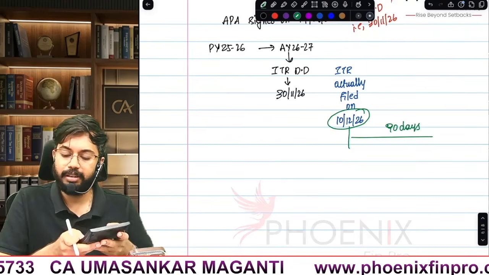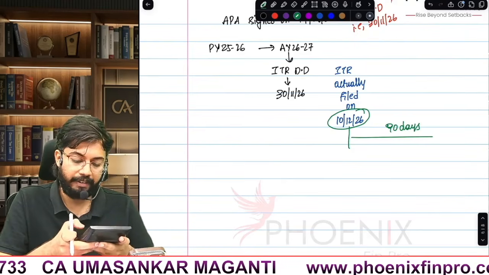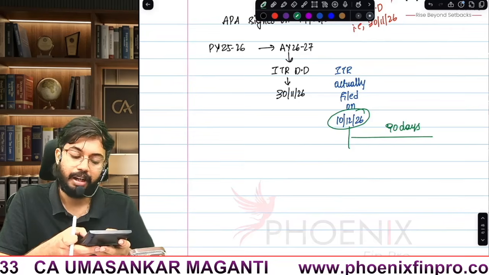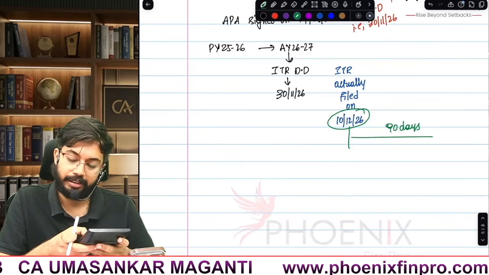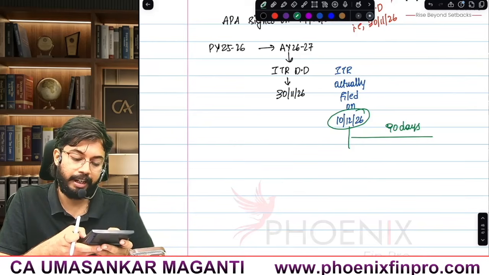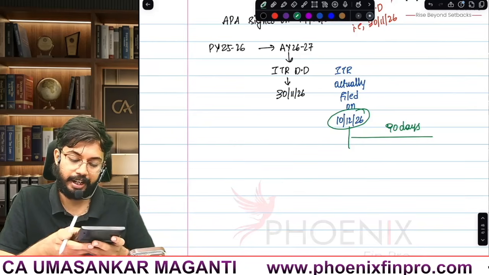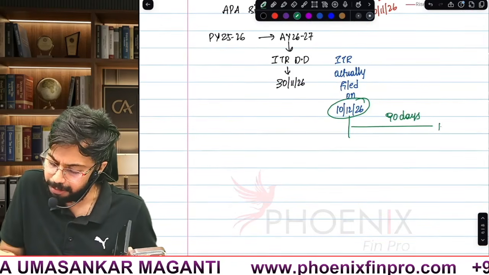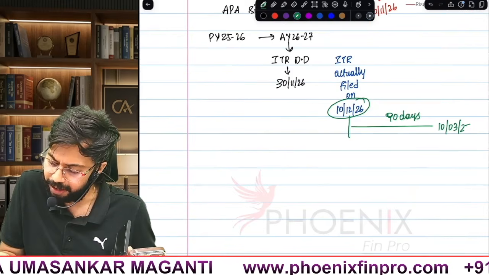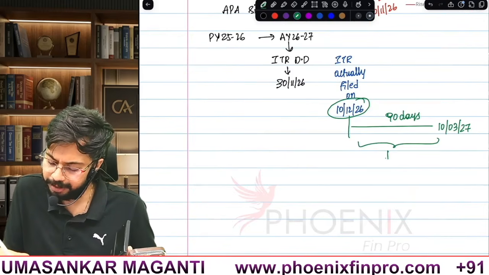That means in December 31 days are there. Take 10 days out, 21 days December. January 31 days, February 28 days, 80 days. March 10 days, so 90 days. 90th day is 10th March 2027. You have to bring excess money.